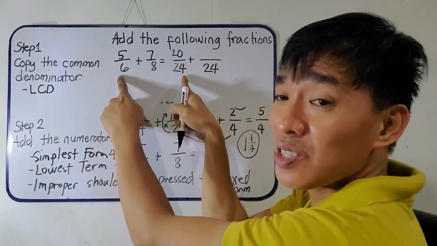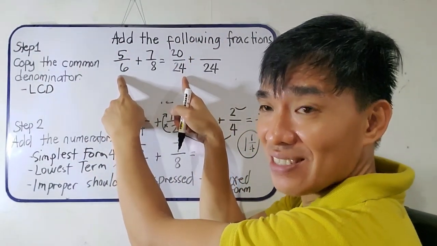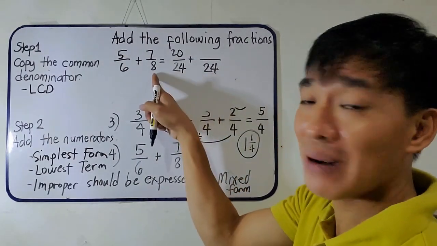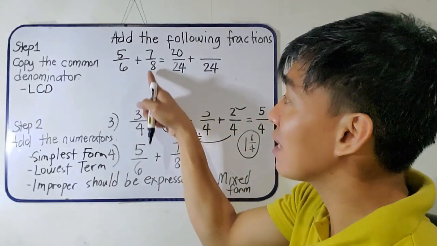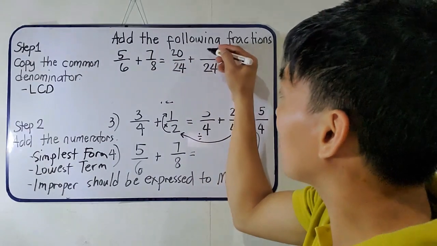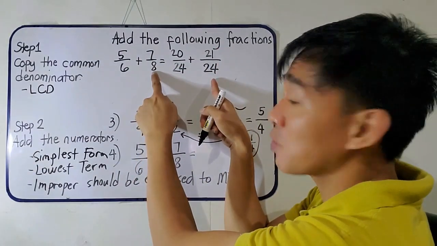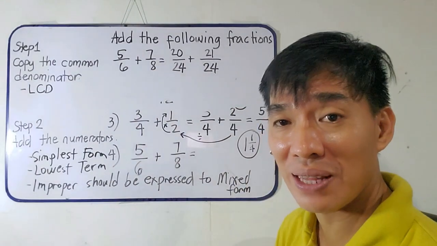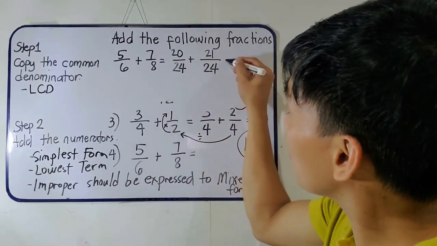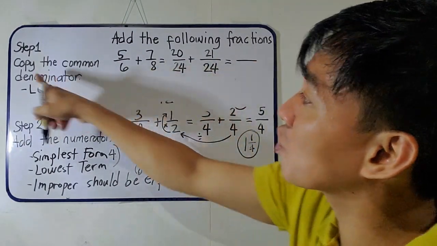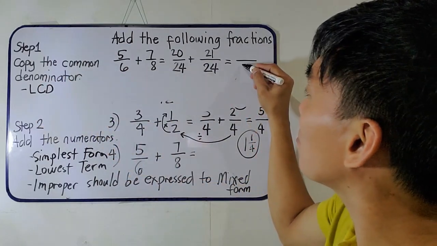These two fractions are equivalent fractions. So 24 divided by 8, so that's 3, times 7, that's 21. So of course, these two fractions, 7/8 and 21/24, are also equivalent fractions. Now, because we do have already the same denominators or common denominators, so you copy them.